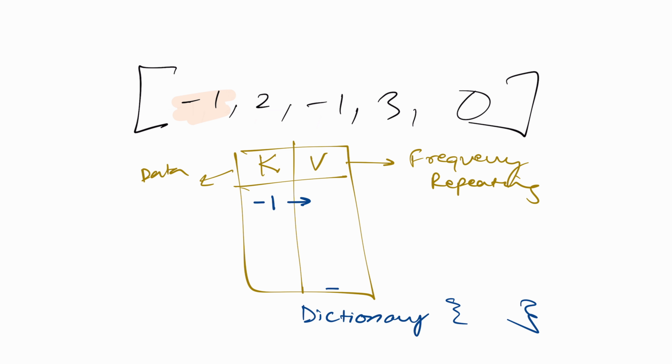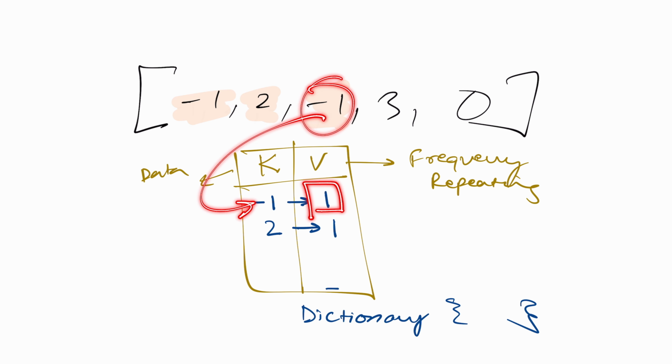So I will write 2, count is 1. Okay, now I reach here, right? Now next element is again -1. So check in the dictionary if this key is present. Yes, it is present. It was having value 1. If it is having a value, then add +1. So I will be saying +1 here because it is repeating one more time, right?